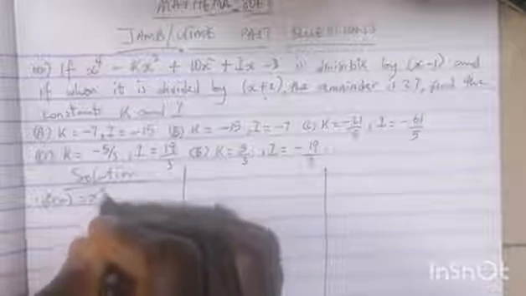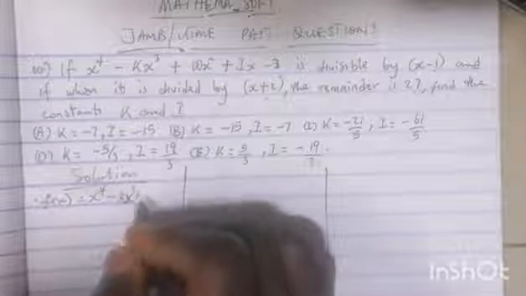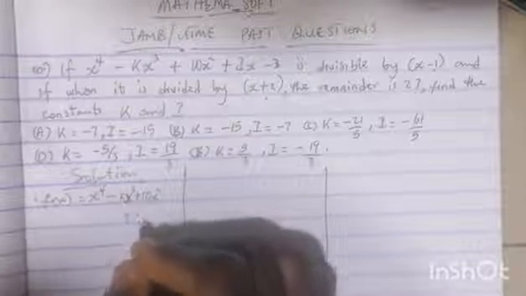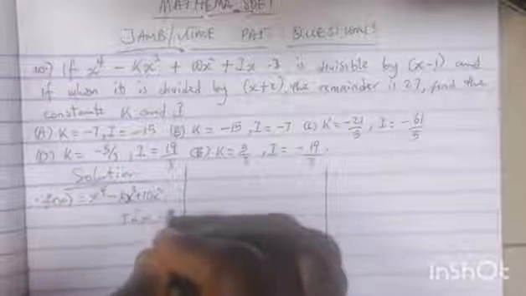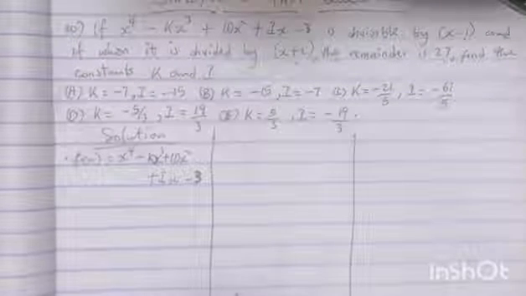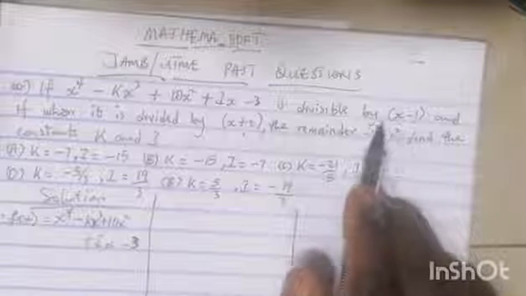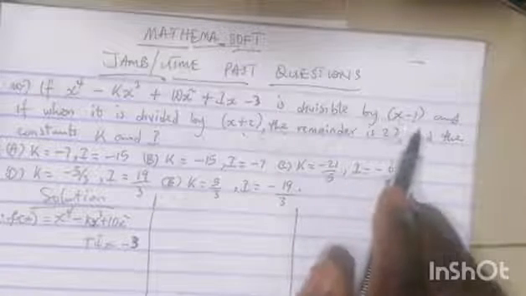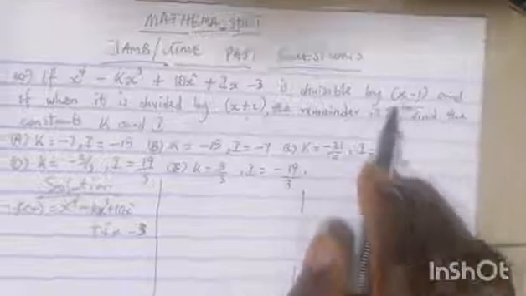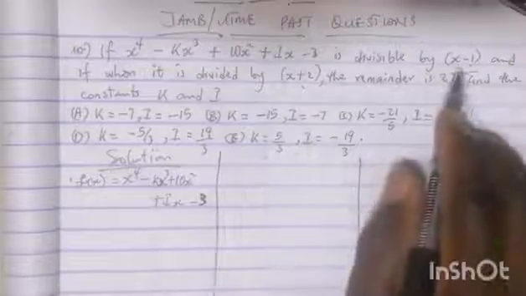The function f(x), which is the polynomial now, is x raised to power 4 minus k x raised to power 3 plus 10x squared plus l x minus 3. Okay, so that's the polynomial. All right. And then we can put the expression that is being used to divide it. When we say a polynomial is divisible by an expression, I'm saying that again, it means that the remainder will be 0. So let's use the remainder theorem to work this out.